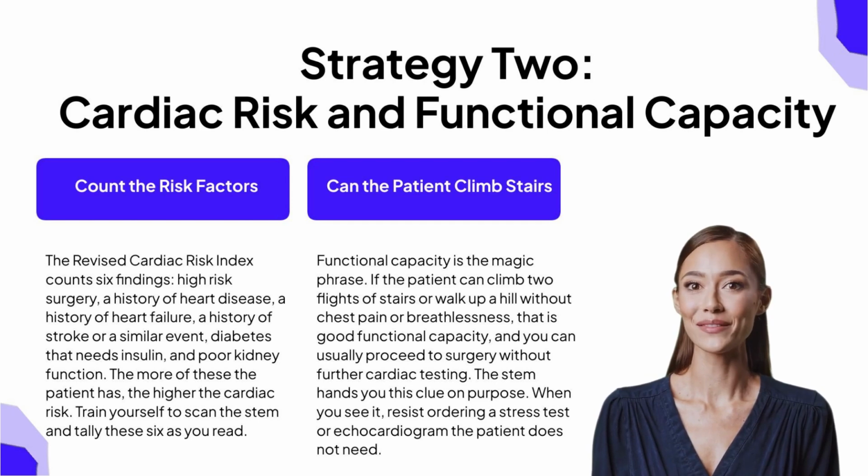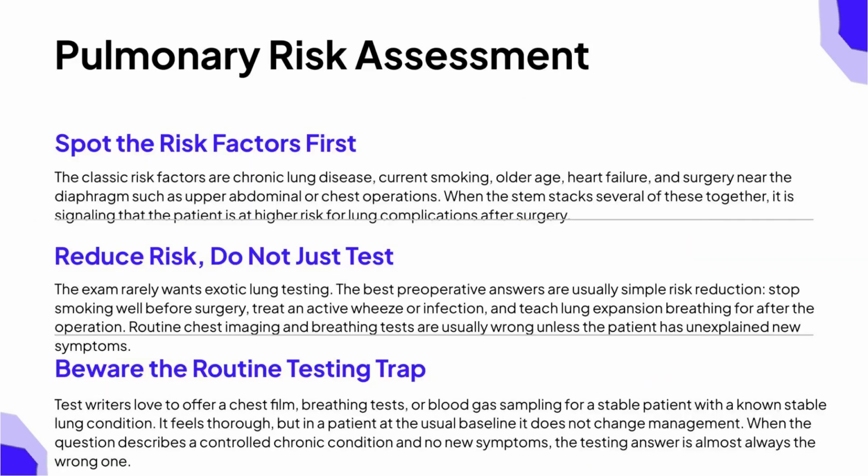and choose to proceed. Now let us turn to pulmonary risk, which the exam tests in a quieter but predictable way. First, spot the risk factors as you read. The classic ones are chronic lung disease, current smoking, older age, heart failure, and surgery near the diaphragm, meaning upper abdominal and chest operations. When the stem stacks several of these together, it is telling you the patient is at higher risk for lung complications after surgery.